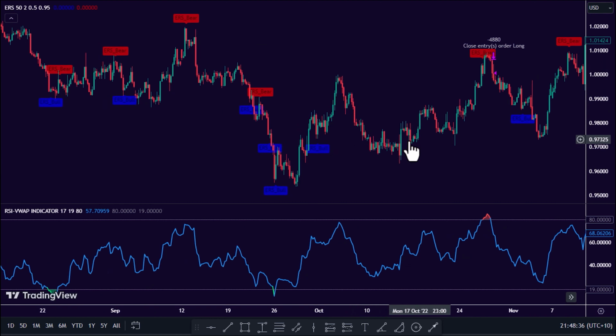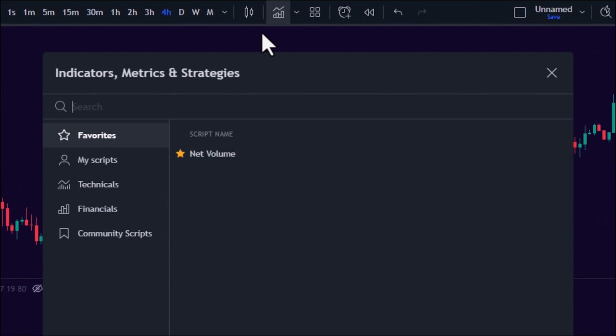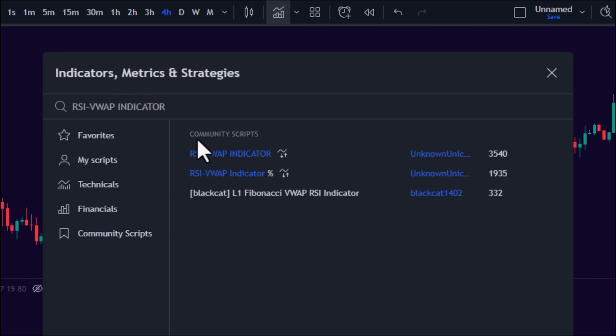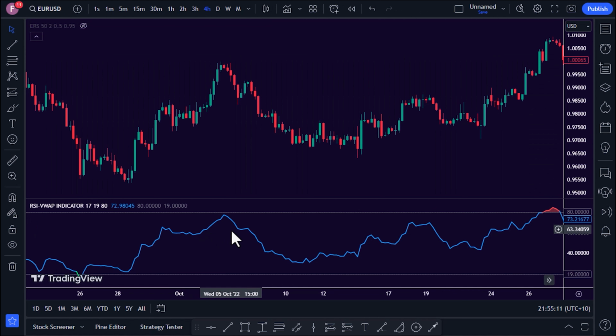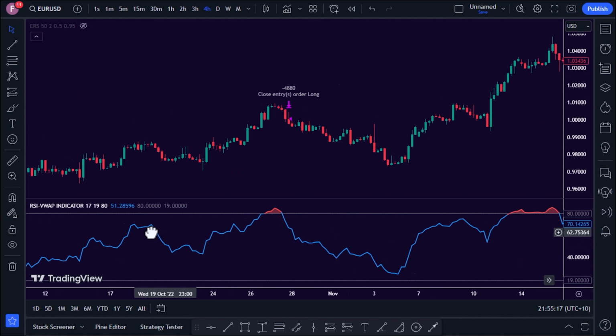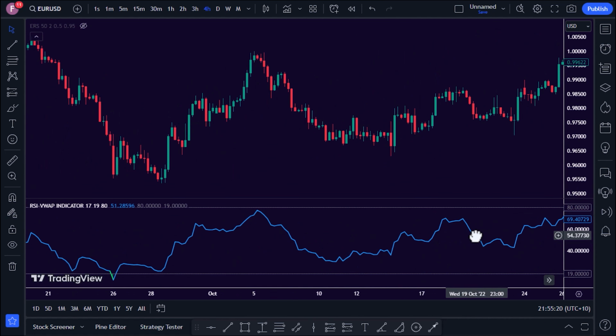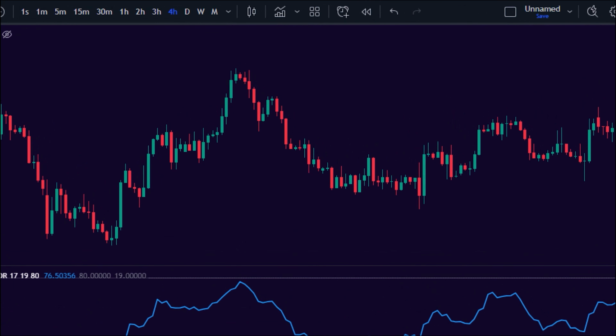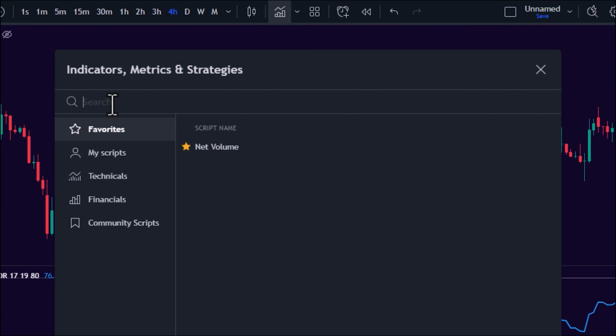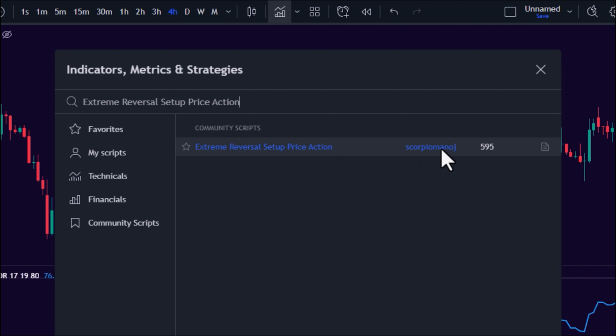Search the indicator RSI VWAP indicator by unknown unicorn, 2151907. Add the RSI VWAP indicator to your chart. The RSI VWAP is typically available as a standard indicator on most platforms. Search for the second indicator, Extreme Reversal Setup Price Action by Scorpio Menage. Select to add the indicator on your price chart.